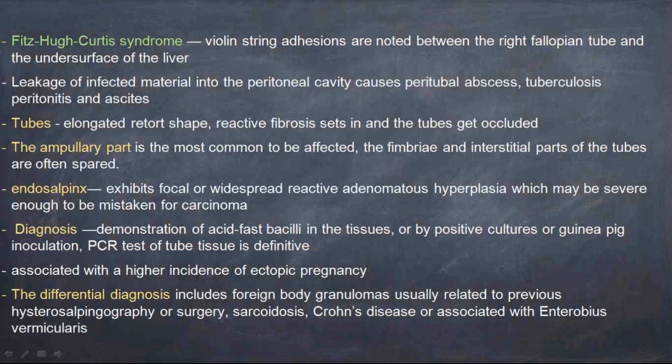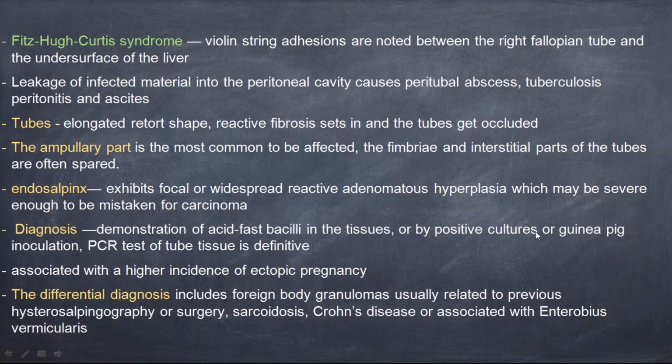So next, what is Fitz-Hugh-Curtis syndrome? These are the adhesions. They are string adhesions which are noted between the right fallopian tube and the undersurface of the liver because of the tuberculosis. What happens? There is leakage of infected material into the peritoneal cavity, which can cause peritubal abscess, tubercular peritonitis, and ascites can occur.